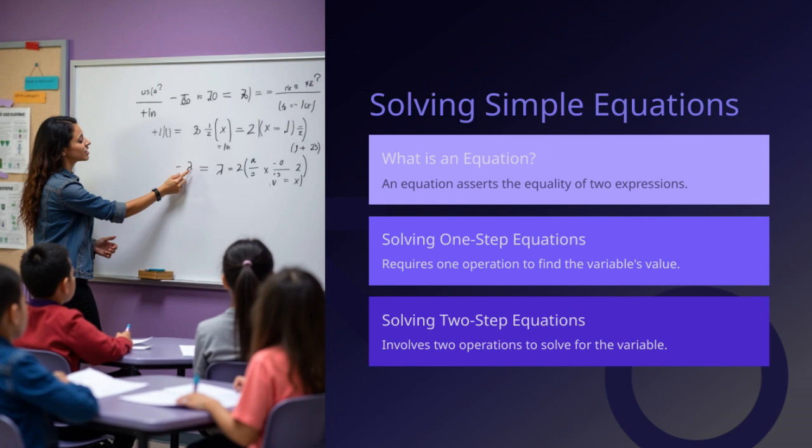It's also important to remember that an equation itself is a statement that asserts the equality of two expressions. Think of it as a balance scale. Both sides need to be equal for the statement to be true. So, in summary, understanding whether you're working with a one-step or two-step equation helps determine how many operations you'll need to perform. And recognizing what an equation is helps set the foundation for solving these problems effectively.